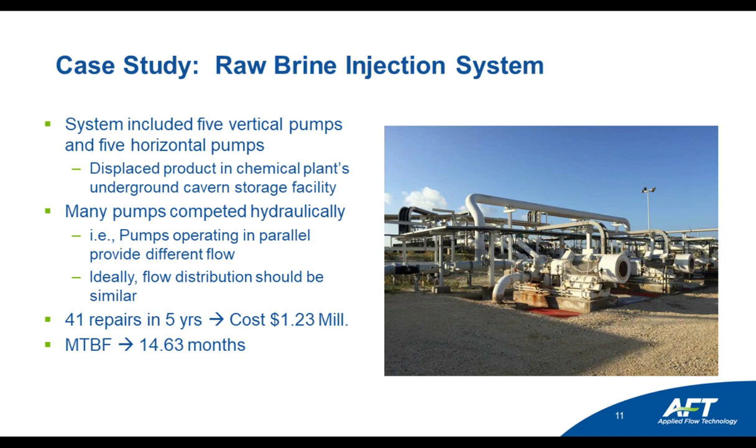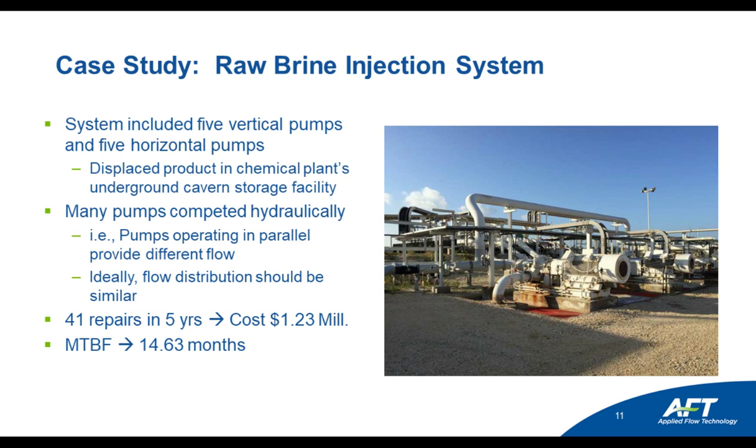All right. So now we're going to take a look at a case study for a real system that had some major problems and how flow analysis software dramatically helped improve reliability. This is a raw brine injection system for an unnamed chemical plant. The system included 5 vertical pumps and 5 horizontal pumps. The application was to displace product in a chemical plant's underground cavern storage facility.